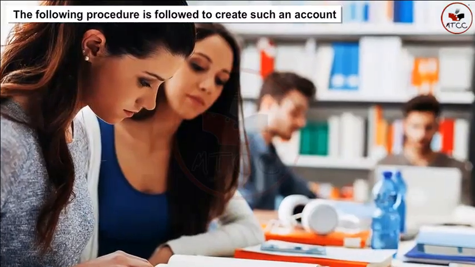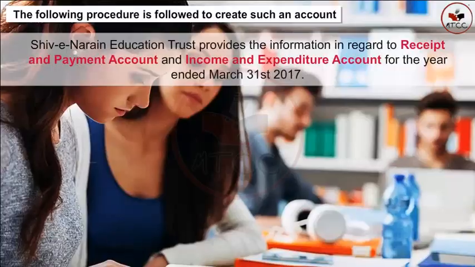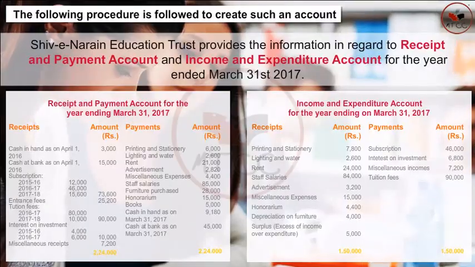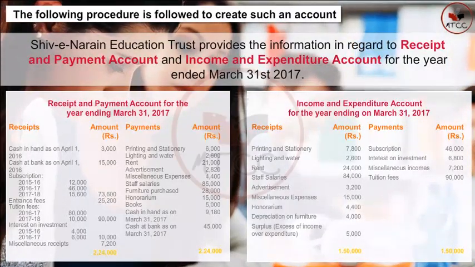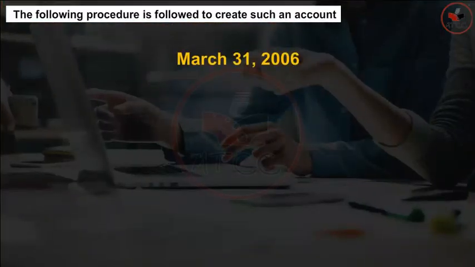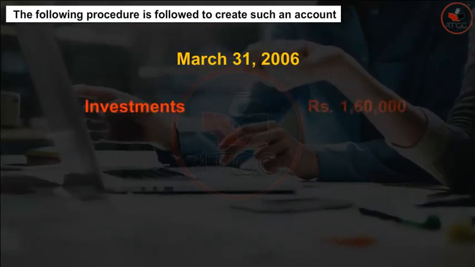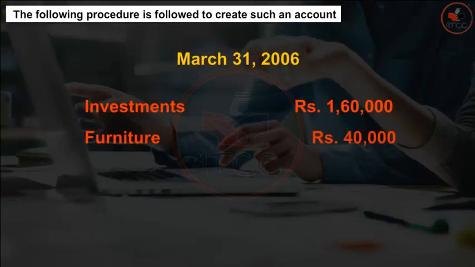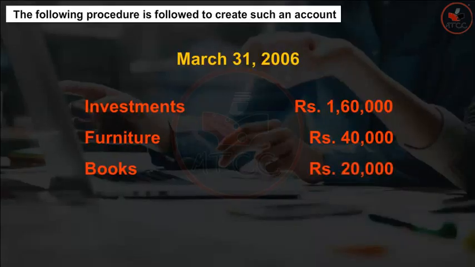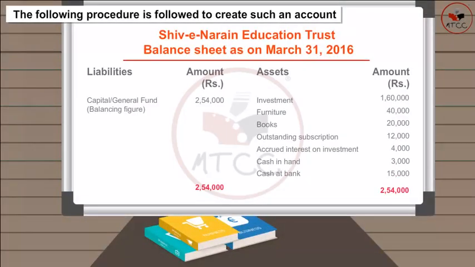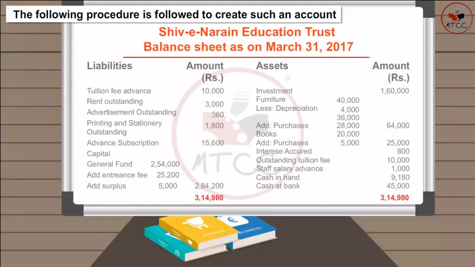For example, Shiv Narayan Education Trust provides the information in regard to the receipt and payment account and income and expenditure account for the year ended March 31st, 2017. On March 31st, 2016, the following balances appeared. Investments rupees 1,60,000, furniture rupees 40,000 and books rupees 20,000. Prepare the opening and closing balance sheet. Balance sheet as on 31st March 2016. Balance sheet as on 31st March 2017.